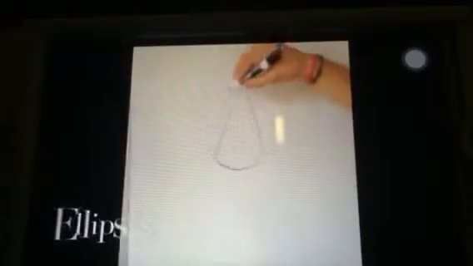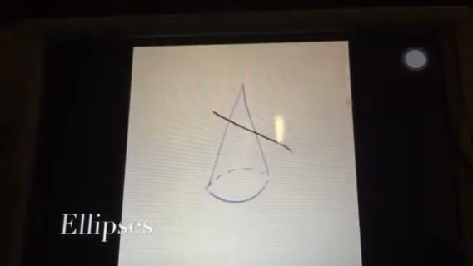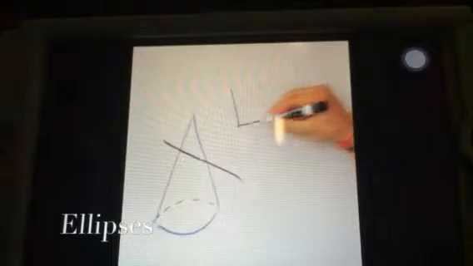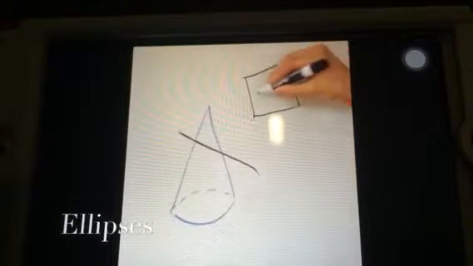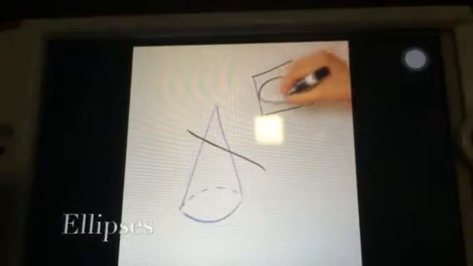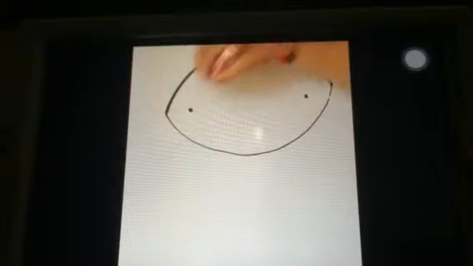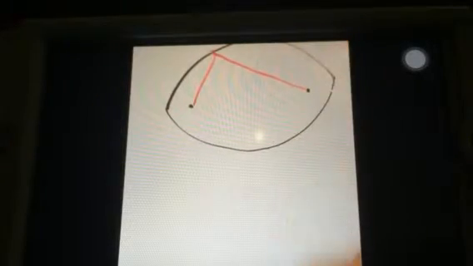The next conic section is an ellipse, which occurs when a plane passes through a cone diagonally, not passing through its base. An ellipse can be defined as the additive distances from the two foci being equal for all points.